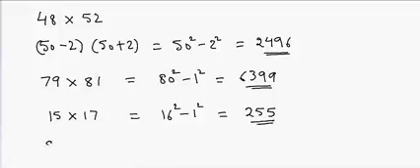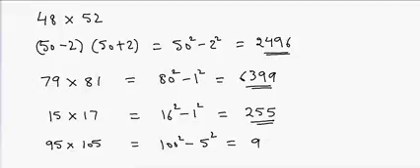Another example is 95 into 105. Here it will be equal to 100 square minus 5 square, so that gives me 9975. So this is how you can use this trick for faster calculation, for numbers which seem difficult in the beginning, but if you remember this trick, this can be done very quickly.